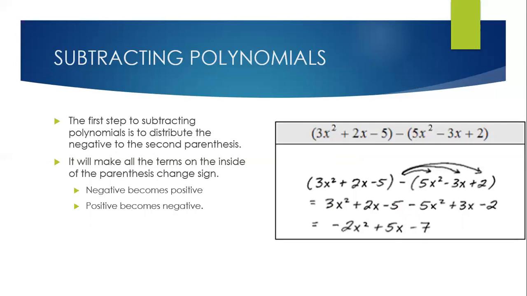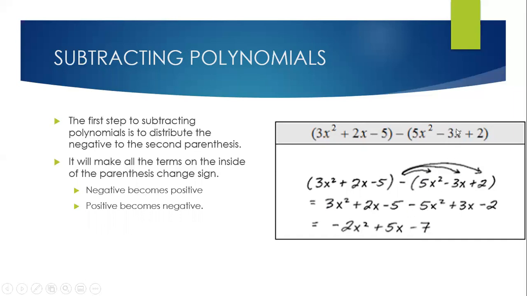The first step of subtracting polynomials is to distribute the negative to the second parentheses. It will make all the terms on the inside of the parentheses change sign. Nothing will change in the first parentheses. However, a minus is essentially a negative. What does a negative do? Well, a negative turns everything the opposite. So this is a positive 5x squared. A negative will make it the opposite, so instead of a positive 5x squared, now it's a negative 5x squared, or minus 5x squared.